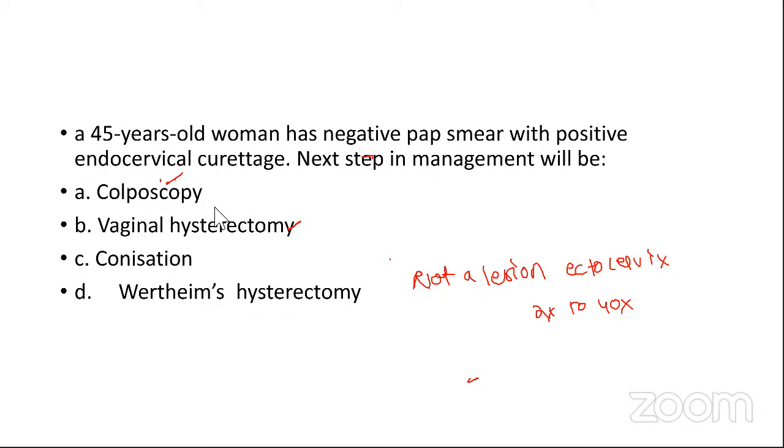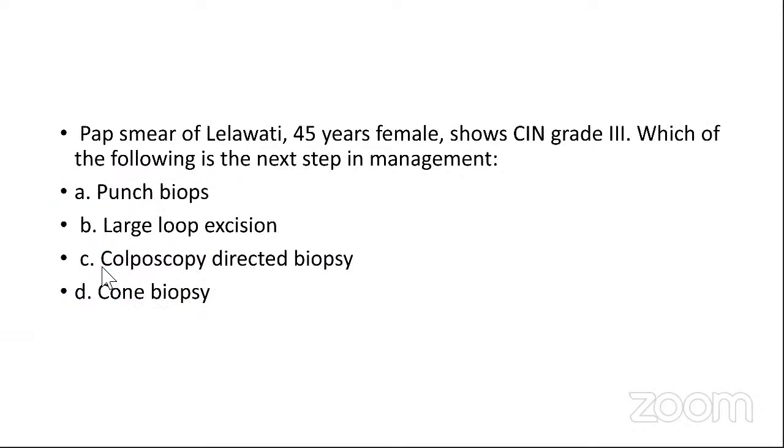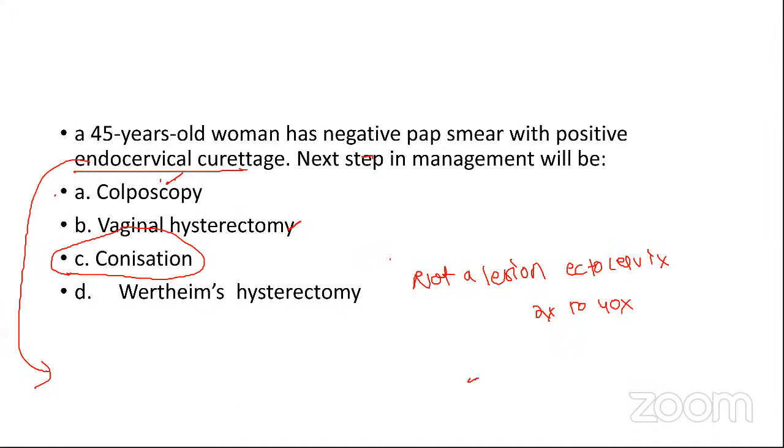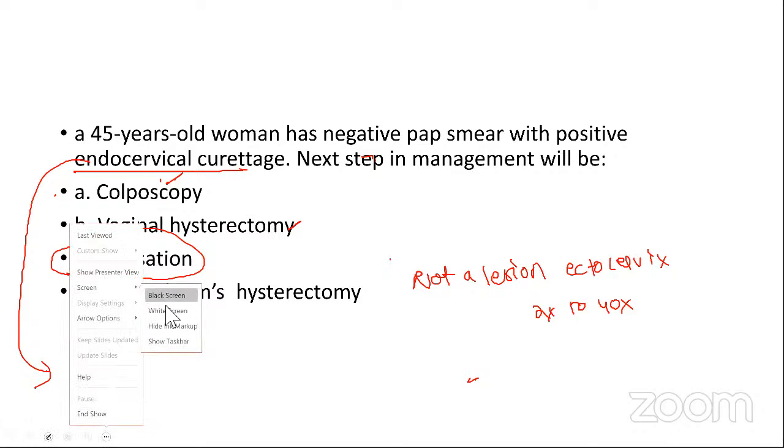When there is a positive endocervical curettage, it means that there is a problem in the endocervix. Whenever you have a problem in the endocervix, you should go for conization. Okay. So the indications of conization are also a very, very important point. There are both diagnostic as well as therapeutic indications of conization.